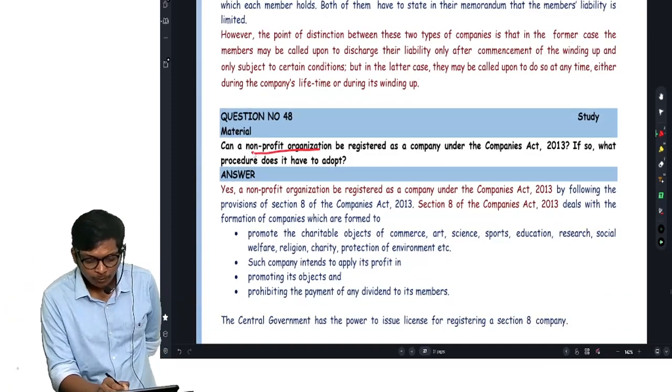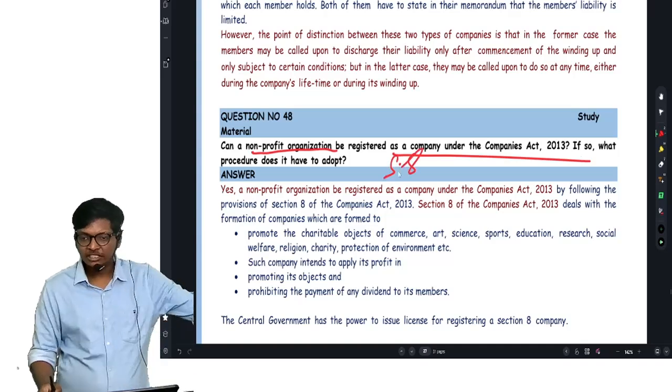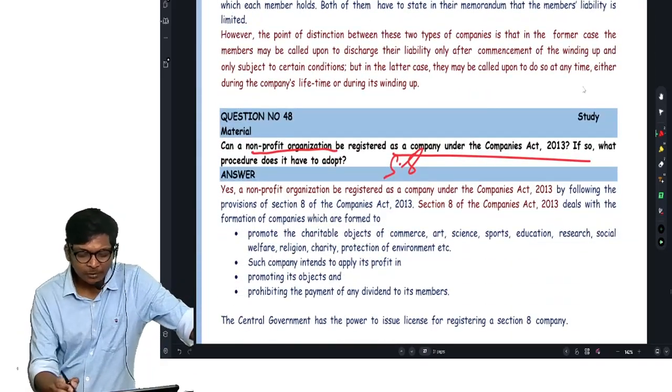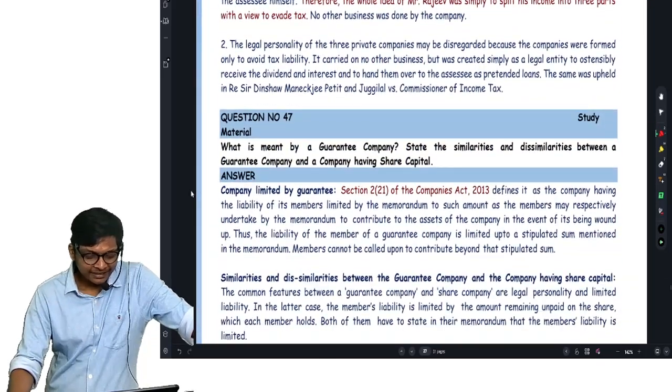Can a non-profit organization be registered under the Companies Act? Yes. Which company? Section 8 company. Will these come in the exam, guys? You yourselves say it won't. Okay. Rarely it can come.